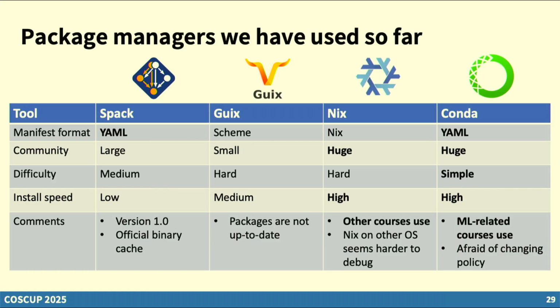And about the Nix part, I think their community is relatively larger than the previous two. So its packages are very new, and for the binary cache, I have never found a situation where I want a package and Nix doesn't have it. So I think that's why we choose Nix and Conda.